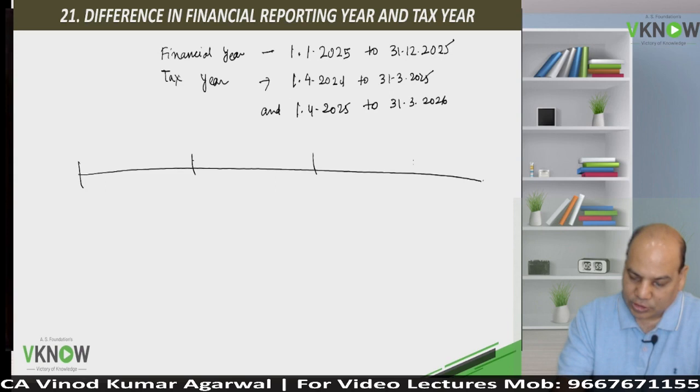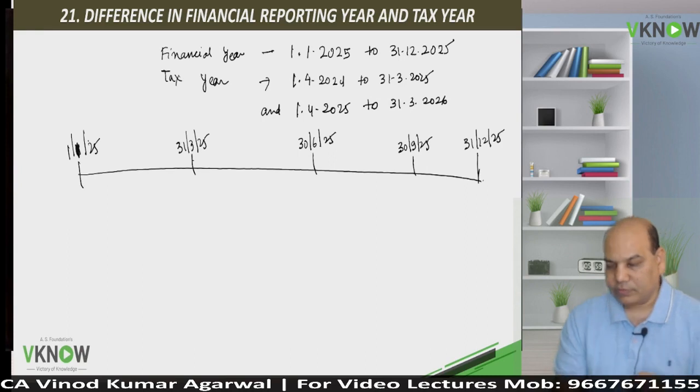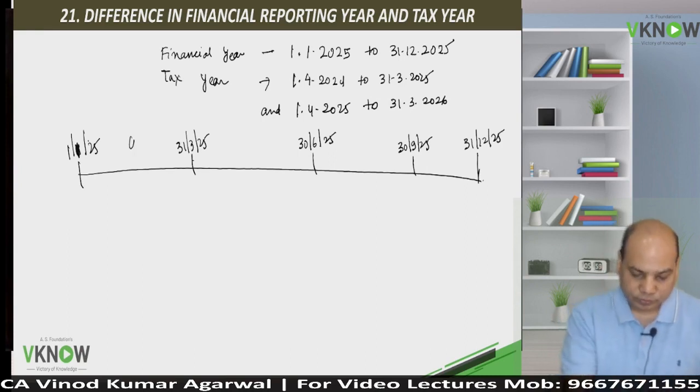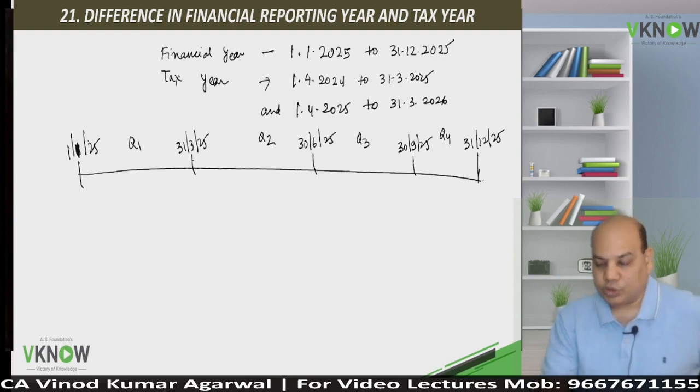So if I draw a timeline, this is my financial year, because accounting is done for financial year. This is 1st January 25. Then you will have 31st March 25, 30th June 25, 30th September 25, and finally 31st December 25. These are my 4 quarters: Quarter 1, quarter 2, quarter 3, quarter 4. These are the 4 quarters for financial reporting purpose. But it will have 2 tax years.